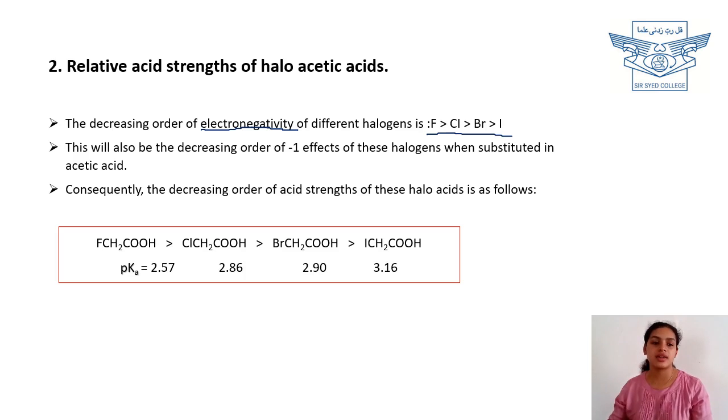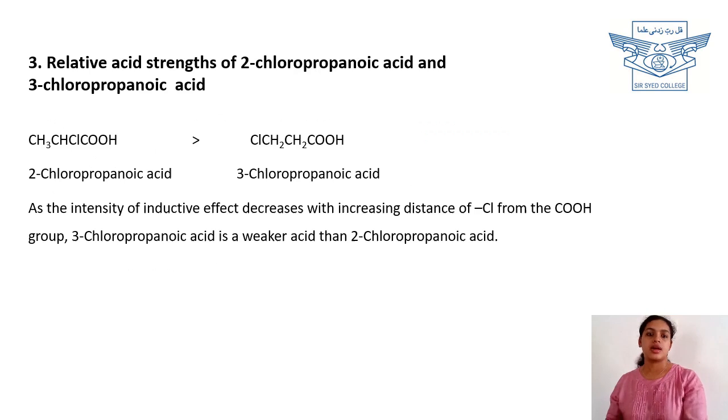You can see that in the pKa values also, that is 2.57. It increases from 2.57 to 3.16. That means acidic strength decreases in the order. Okay, pKa value increase ചെയ്യുന്നത് പറഞ്ഞാൽ in the decreasing order of acidic strength ആണ് കൊടുത്തിട്ടുള്ളത്. Okay, and then the third one, that is 2-chloropropanoic acid and 3-chloropropanoic acid. Here what we have done is shifted the positions.